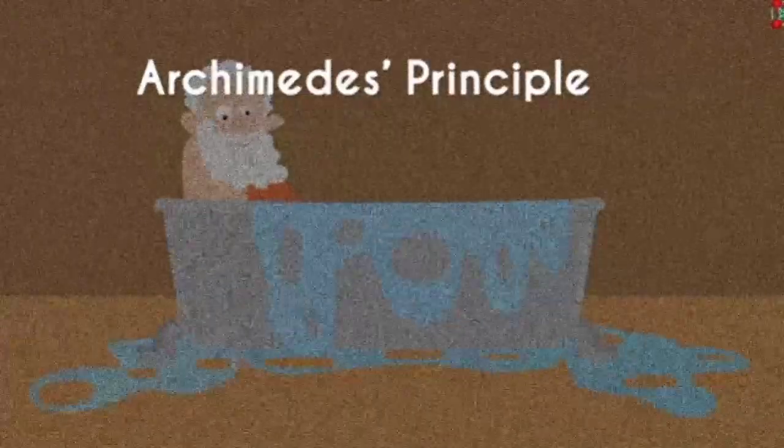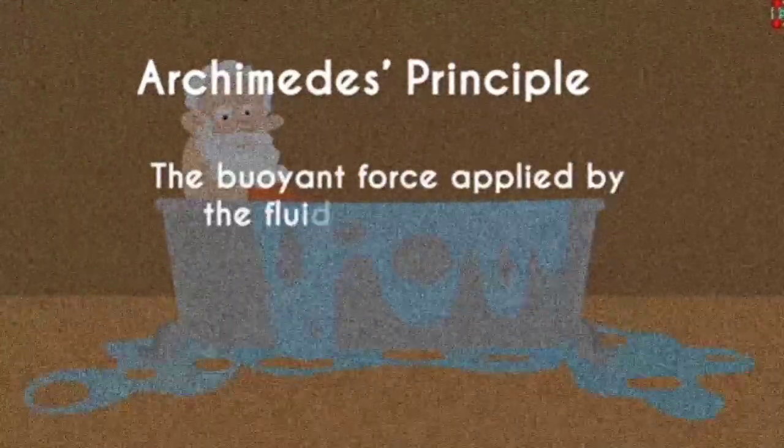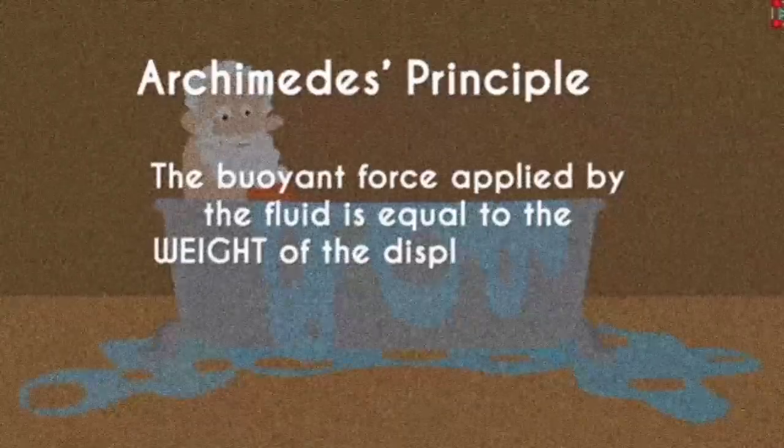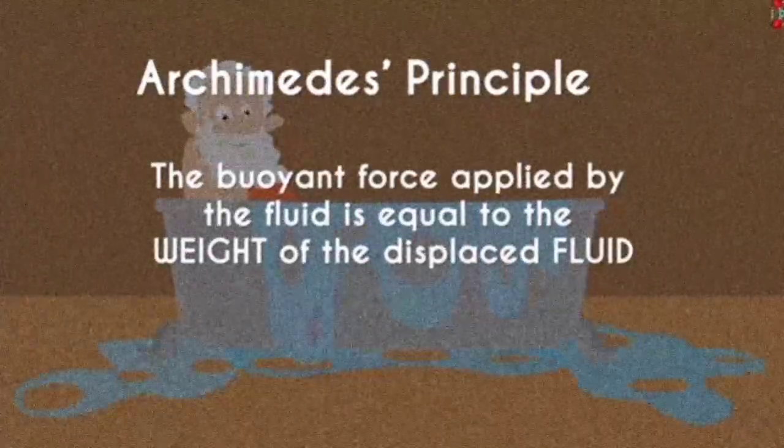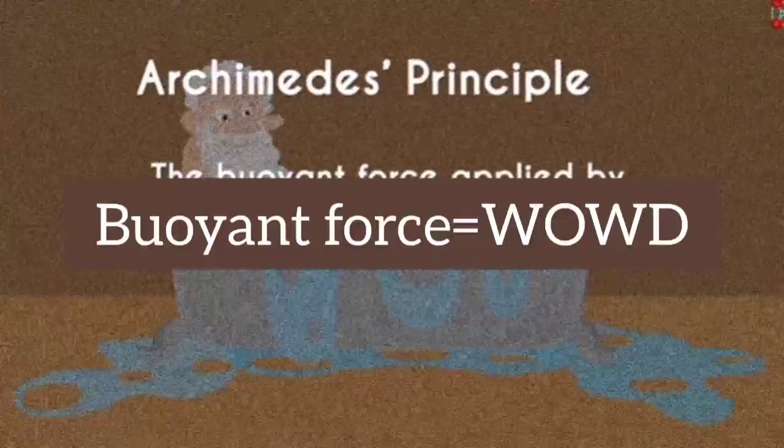So to start off, Archimedes principle states that when an object is partially or fully immersed in a liquid or in a fluid, it will experience a buoyant force that is equal to the weight of the fluid displaced, meaning that the buoyant force is equal to the weight of the fluid displaced.